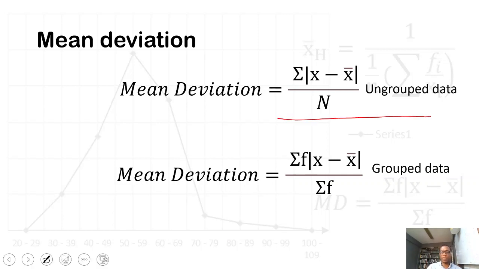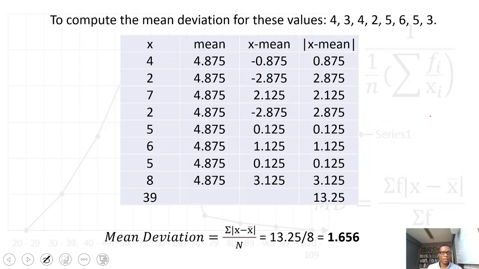Here we have the formula for the mean deviation if we're talking about ungrouped data, and beneath that we have the formula for the mean deviation if we're handling a grouped data set. So to compute the mean deviation of these values 4, 3, 4, 2, 5, 6, 5, and 3, all we need to do is first find the mean.